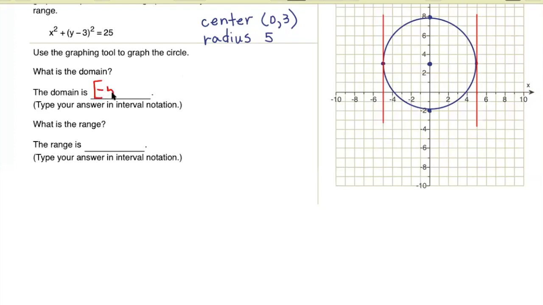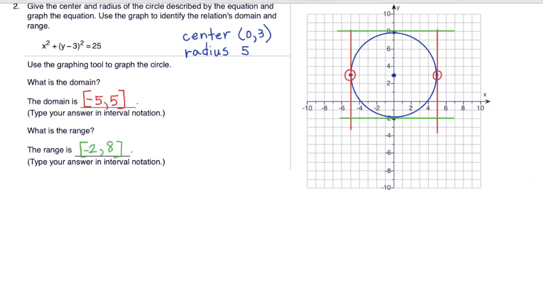Notice I have colored in points sitting at the edges of the circle. So I would use square brackets to show I can equal this value and this value. And as far as the range goes, you're just turning your attention to the lowest and highest y values. The lowest y value occurs there. The highest y value occurs here. So the correct interval is -2 to 8, including both those values.